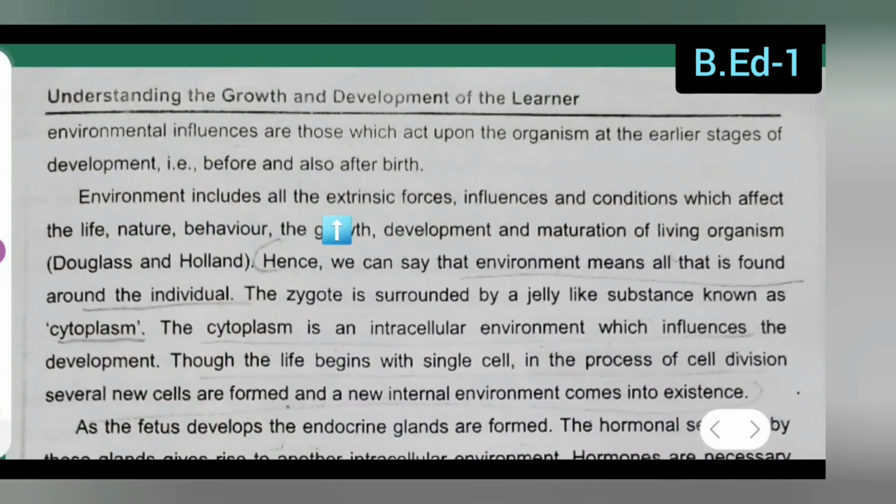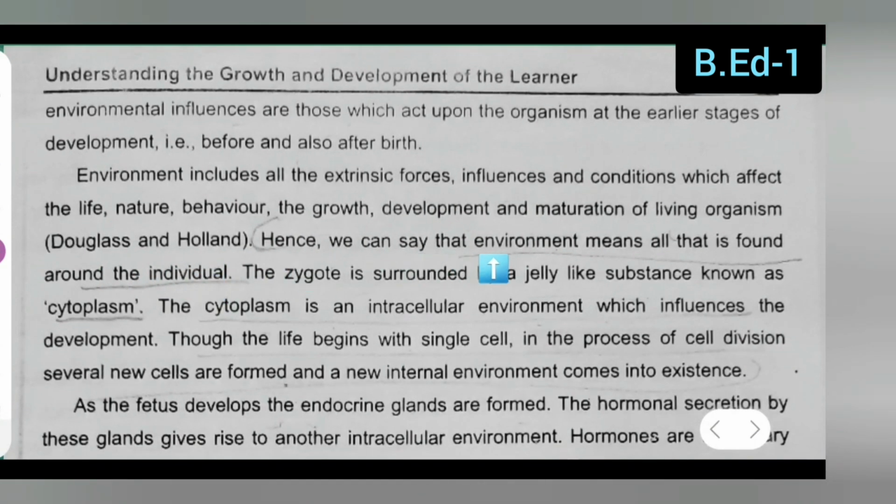Environment includes all the extrinsic forces, influences, and conditions which affect the life, nature, behavior, the growth, development, and maturation of living organisms. Douglas and Holland. Hence, we can say that environment means all that is found around the individual. The zygote is surrounded by a jelly-like substance known as cytoplasm. The cytoplasm is an intercellular environment which influences the development. Though life began with a single cell, in the process of cell division, several new cells are formed and a new internal environment comes into existence.